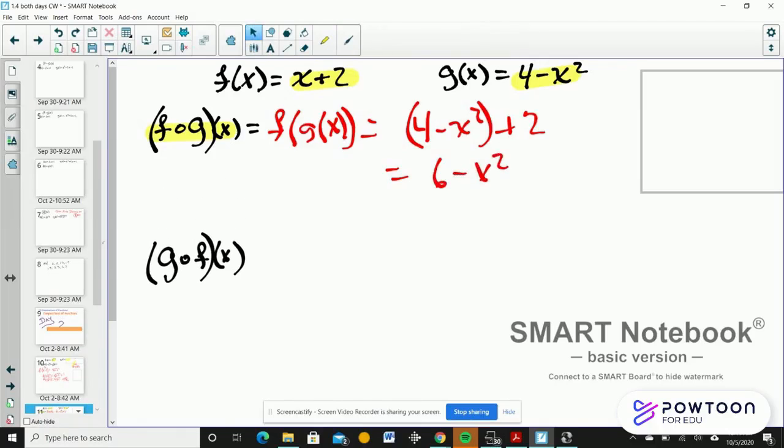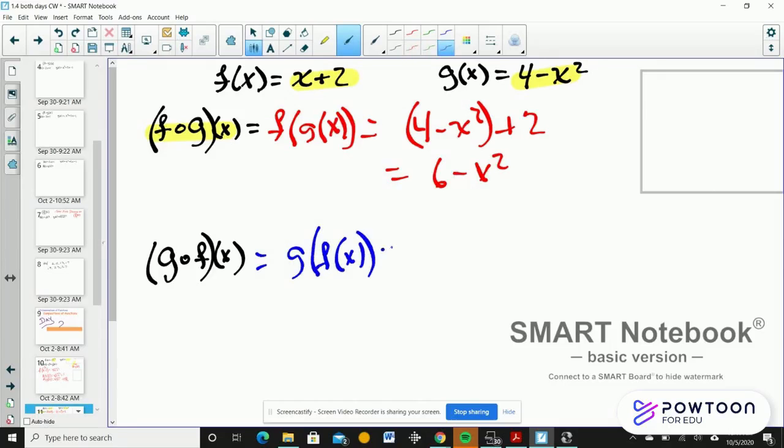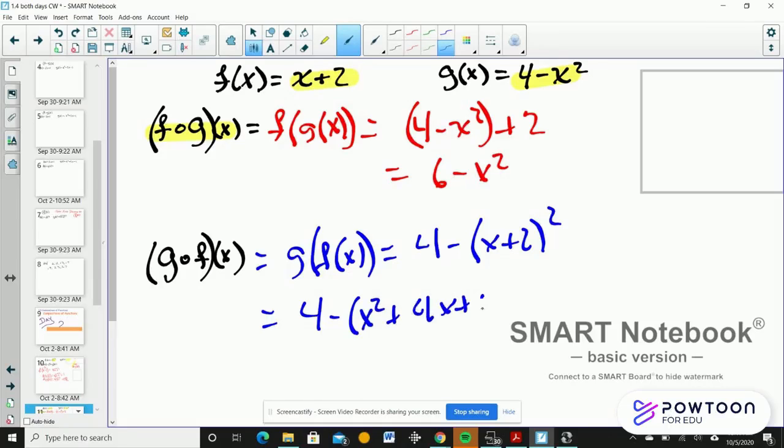Now for g of f of x. Now we're going to take function g and then plug f of x in for that function. So that's going to equal 4 minus (x plus 2) squared. So that will be 4 minus (x squared plus 4x plus 4), which simplifies to negative x squared minus 4x, and that's g of f of x.